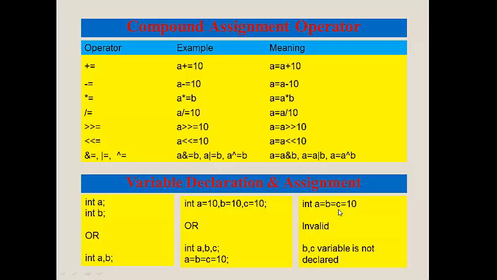The compiler cannot find what the type is, and the compiler cannot even know whether this is a variable or not. So it is invalid. B, C variables are not declared. So it is an invalid statement.